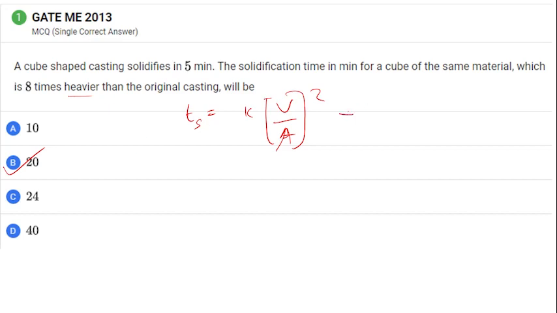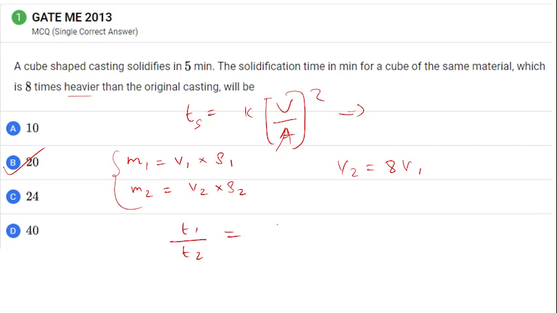See, from here you can write what is given in the question. Firstly, your M1 will be V1 into rho 1. Your M2 will be V2 into rho 2. So from here, the other material is 8 times heavier than the original casting. So what you know, mass is 8 times heavier. So from here only you can write your V2 will be 8 V1, right?